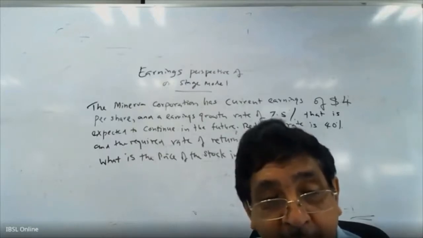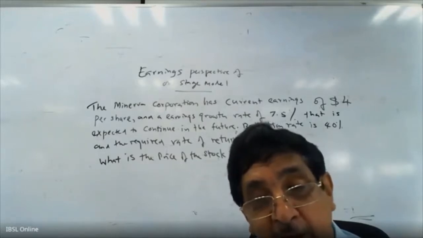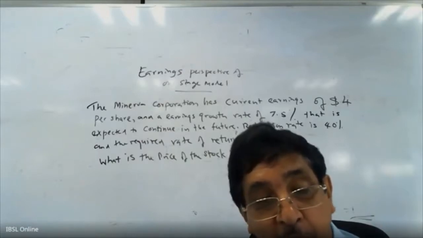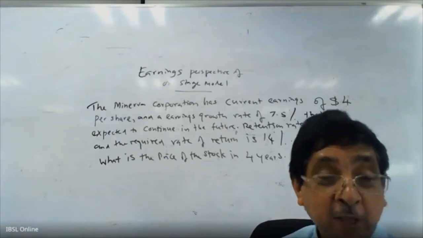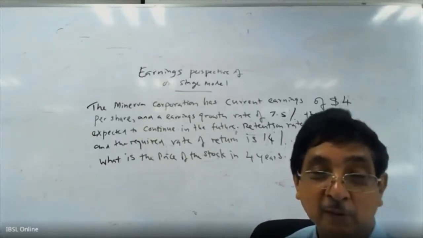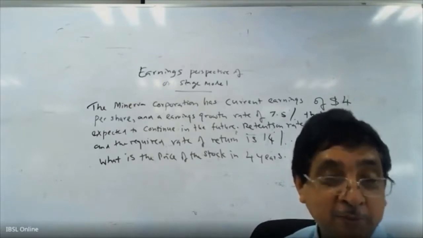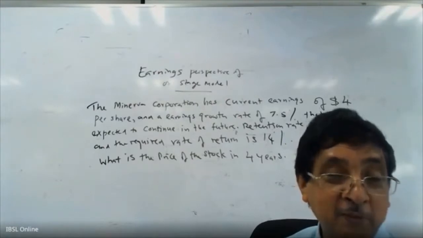Because here you are required to get the price at year 4. So in symbolic form, it is P4. P4 is equal to D5 divided by K minus g. If you keep that in mind, you will be in a position to get the answer without much issue.